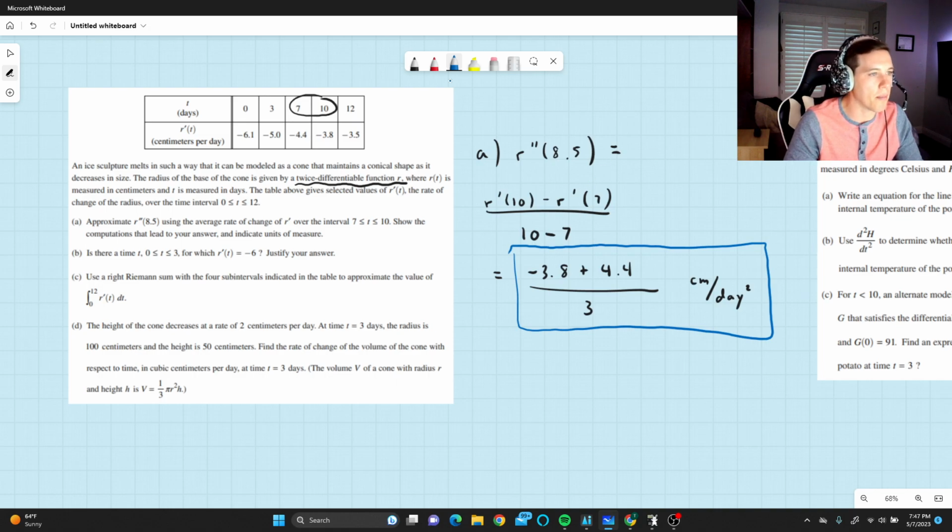Yes, you can write cm per day per day. Sometimes I've seen FRQs where the units were centimeters per centimeter and students simplified it. Don't do that. If it's a weird unit, just leave the units. All right, it didn't ask me to interpret anything, did it? Nope. B. Is there a time from 0 to 3 for which R prime of t equals -6?